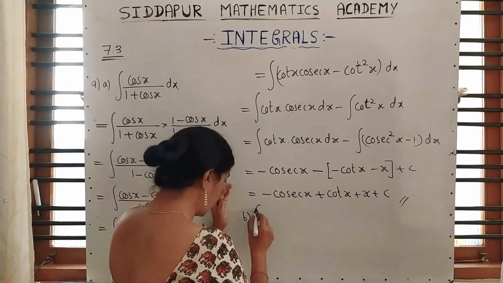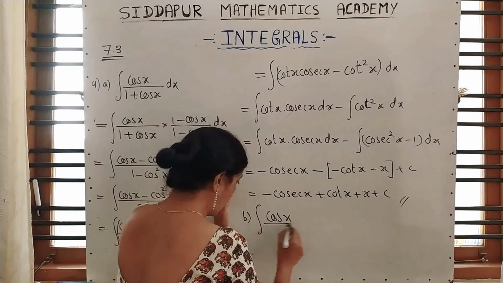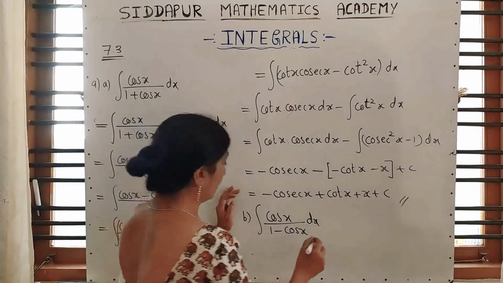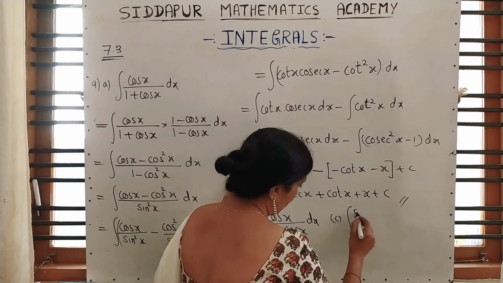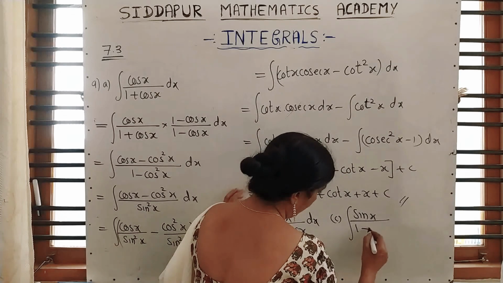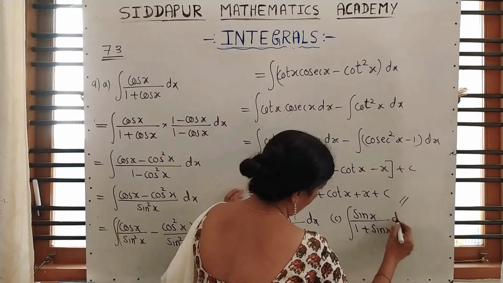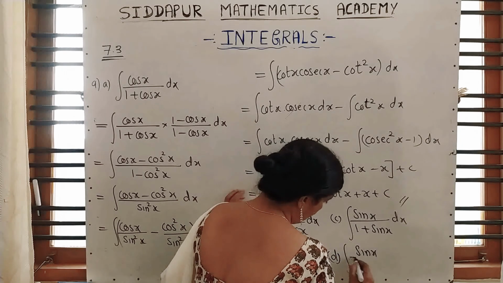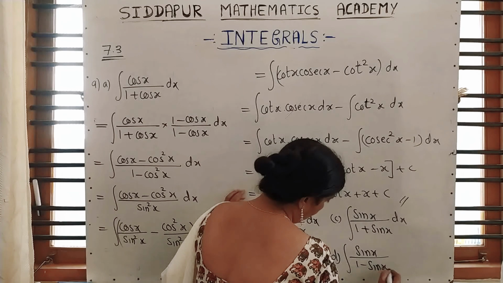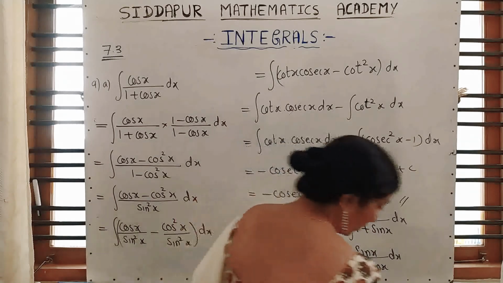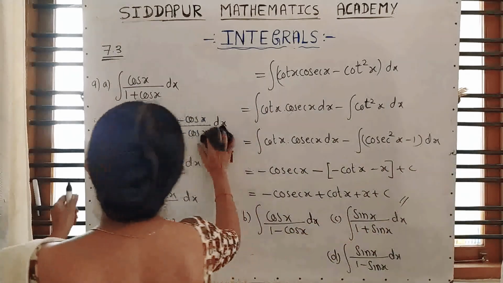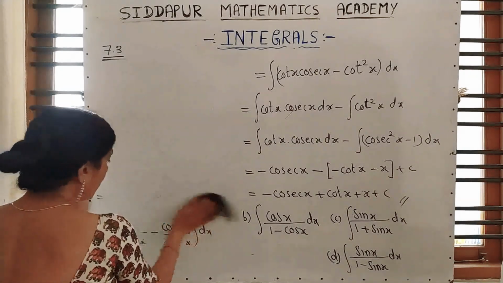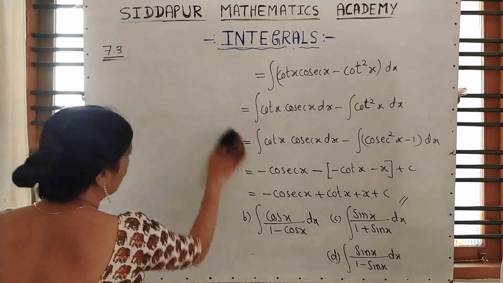B is the homework. This is cos x upon 1 minus cos x, exactly similar to previous. C, sin x upon 1 plus sin x. Same as previous, rationalizing the denominator. Sin x upon 1 minus sin x. And please students remember, these are homework, means we have to practice this. I want to make you perfect. That's why I give similar sums as homework.